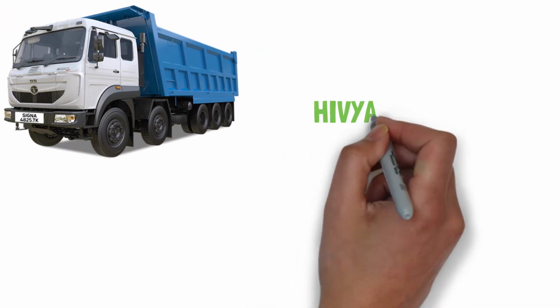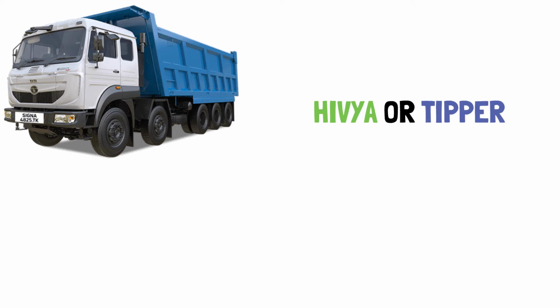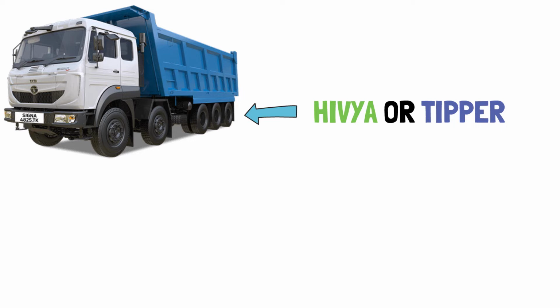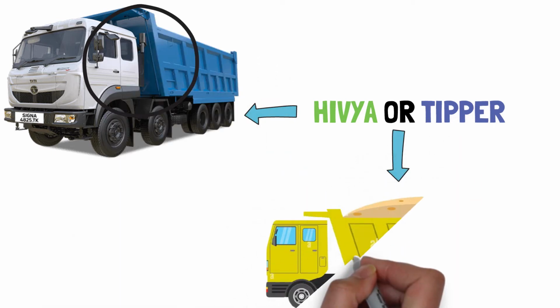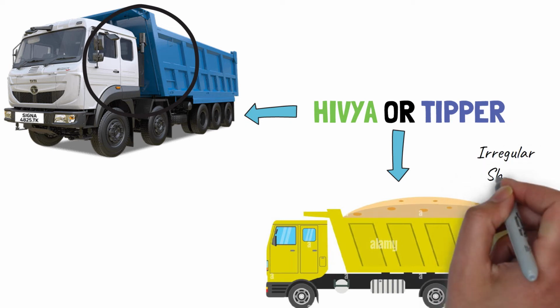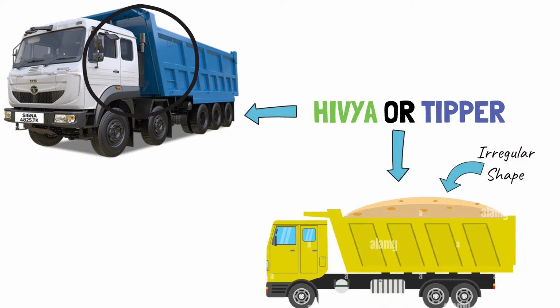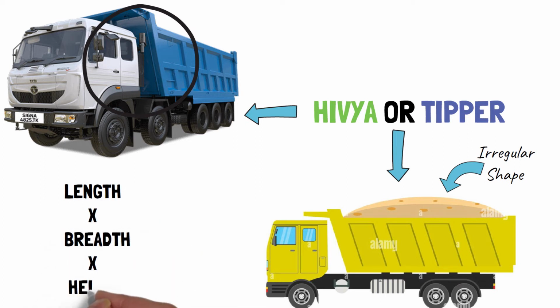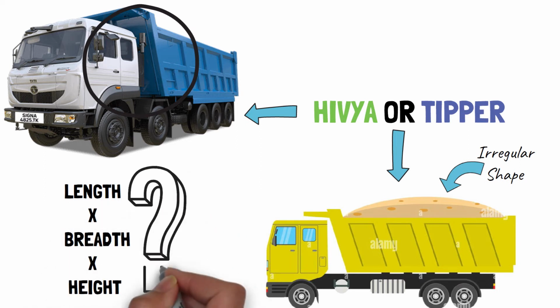Now, if you ever receive sand or an aggregate in a hyva, which would look something like this, it basically is a large truck with a hydraulic jack and has a slope on this side, like this. Also, sometimes we receive a batch of material where the vehicle is overloaded and has this type of shape on top of it. Since this vehicle is not in a perfect block form and has this type of irregular shape on top, we cannot use our regular volume formula of length into breadth into height.